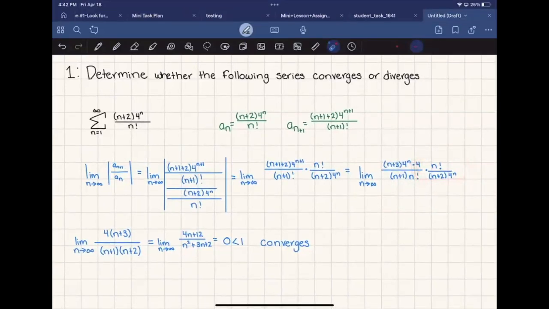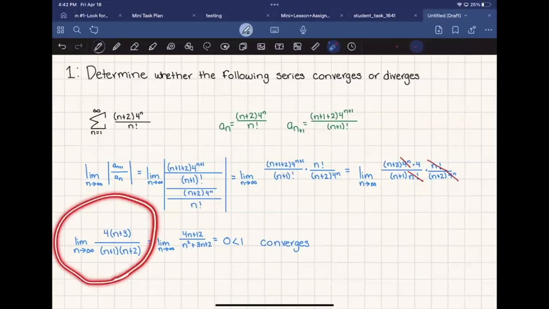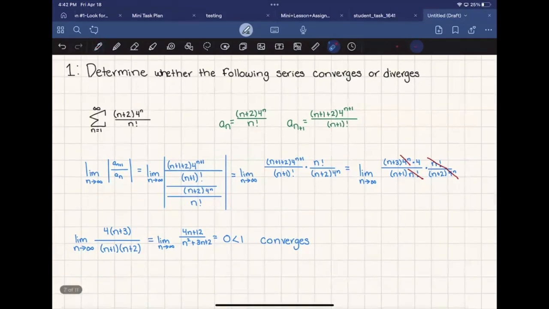Now we can simplify even more by crossing out our common things. So we have a 4 to the power of n in the denominator here. We have a 4 to the power of n in the numerator here. We have an n factorial in the numerator here. We have an n factorial in the denominator here. So now that leaves us with the limit of this quantity here, in which we can then simplify again and expand out to get this.